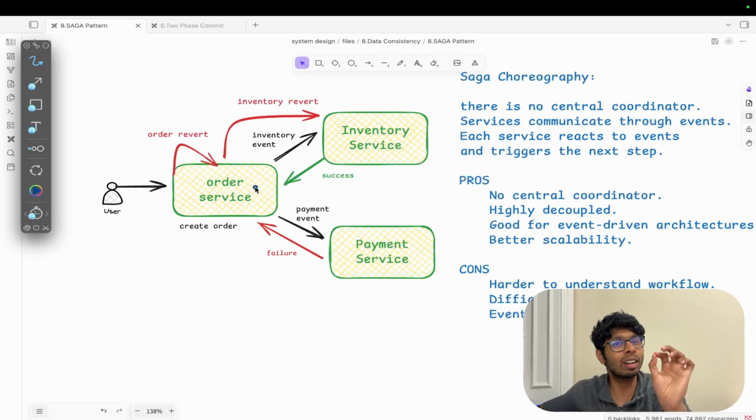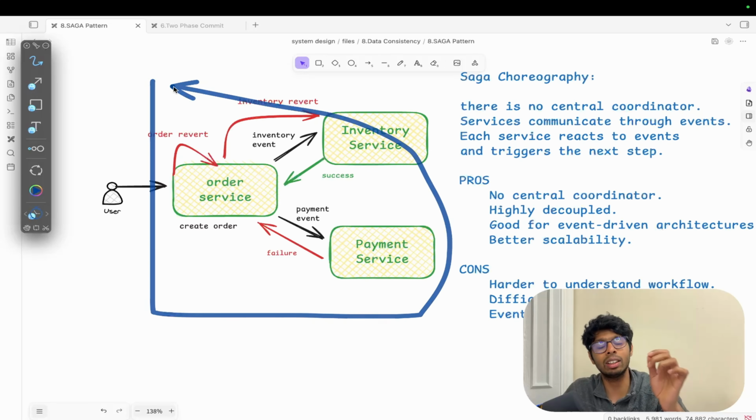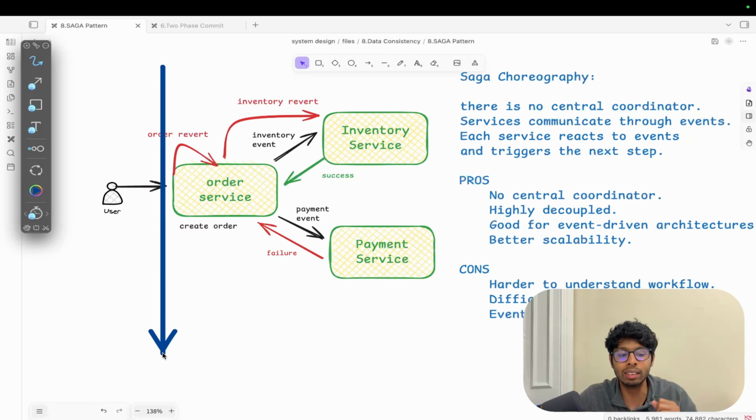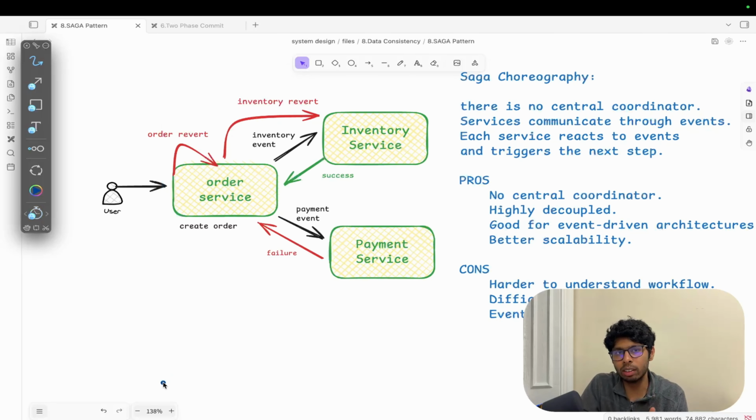So there can be a certain time, in this Saga choreography as well, that there is going to be inconsistency, but the system will become consistent because everything is happening with the help of events. There are going to be queues involved, so this makes the system very scalable. Secondly, there is no coordinator service. If there is no coordinator service, now we know very well that there is no single point of failure.